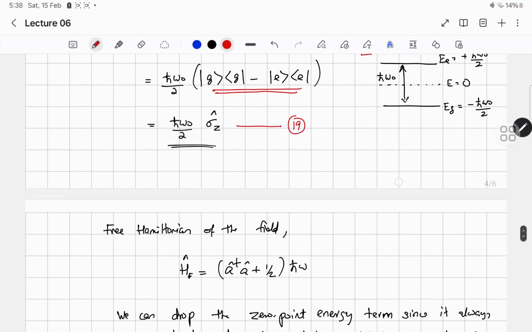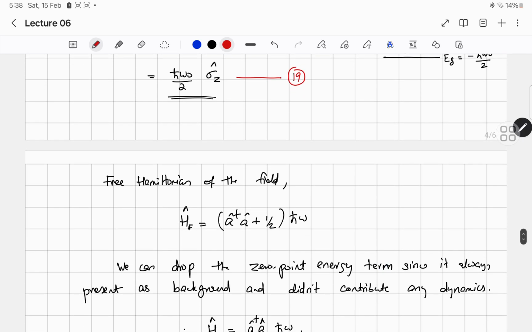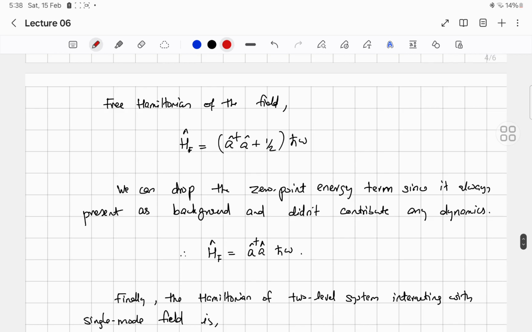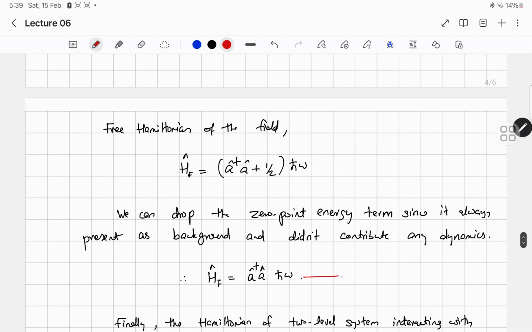Now finally, the Hamiltonian of the field. The Hamiltonian of the field we already know: it is a dagger a plus half, times h cross omega. Here half h cross omega is simply the background energy, called the zero point energy, and it would be present always. It may not contribute to new dynamics of the system. So in order to simplify the situation, we are going to ignore the zero point energy term. By dropping that zero point energy term, the Hamiltonian of the field I can write as a dagger a times h cross omega, and this can be equation number 20.